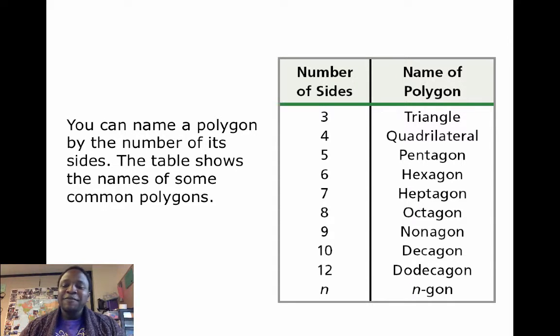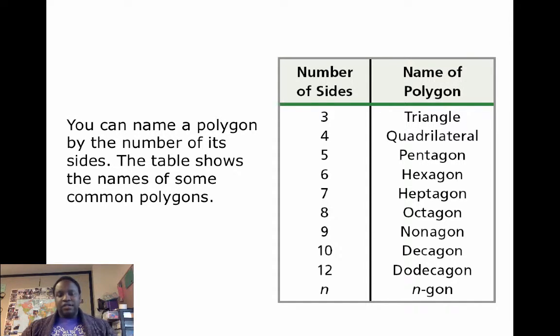MMA. Nonagon is 9. Decagon, kind of like a decade, or decathlon, is 10 sides. A dodecagon is a 12-sided shape. And then anything else, like an 11-sided shape or a 37-sided shape, we would say 37-gon, or 10-gon, or 11-gon, or 15-gon. So we would just say the number and then hyphen gon.